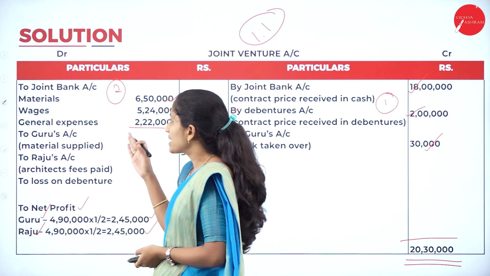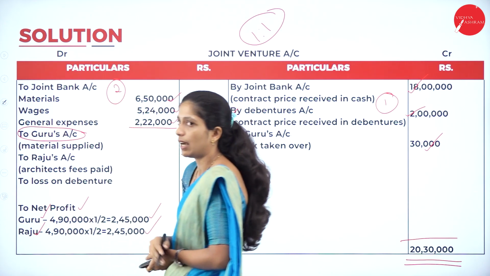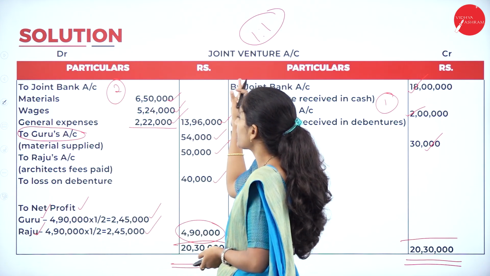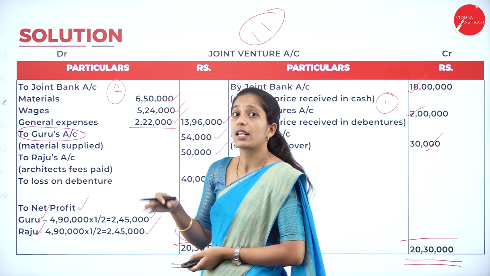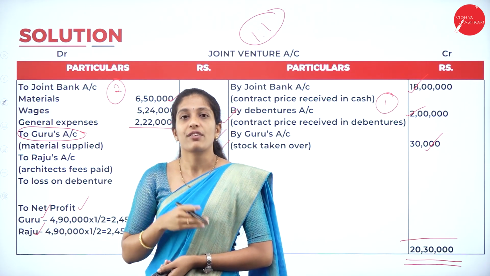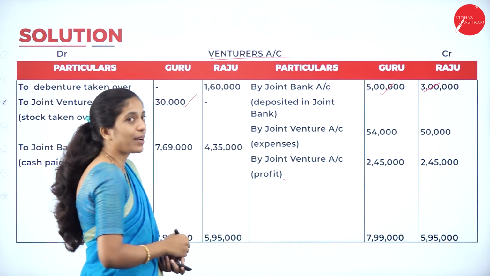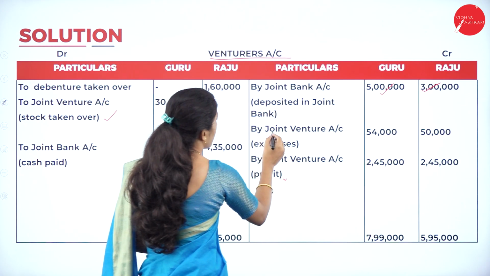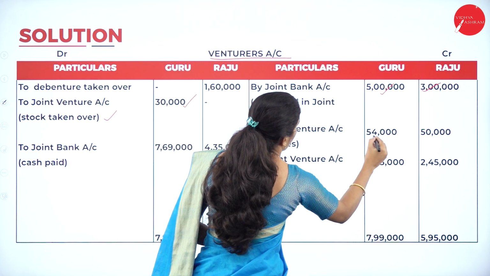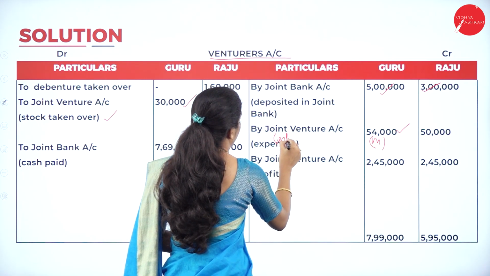Now coming to the debit side, here also we have an entry which has been transferred to Guru's account, right? So what is the entry? Joint venture account debit to Guru's account. So in venturer's account, how do you transfer? By joint venture account. That is for what? Material supplied. By joint venture account. So here this is for Guru for material supplied 54,000. So this is what? Expenses.